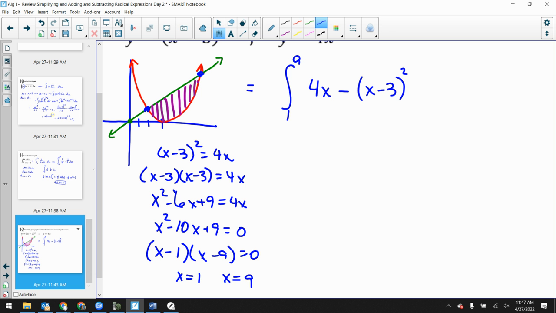Okay, so now I need to evaluate this, right? I need to reduce this down before I try to find the antiderivative. So we go 1 to 9 of 4x minus, well, didn't we just multiply this? Isn't that just x squared minus 6x plus 9? Don't forget that you have to subtract it and keep it in parentheses, because if you don't do that, you're not going to remember to distribute the negative.